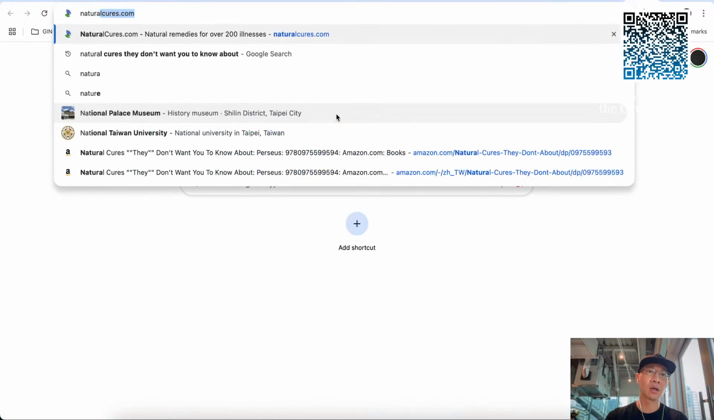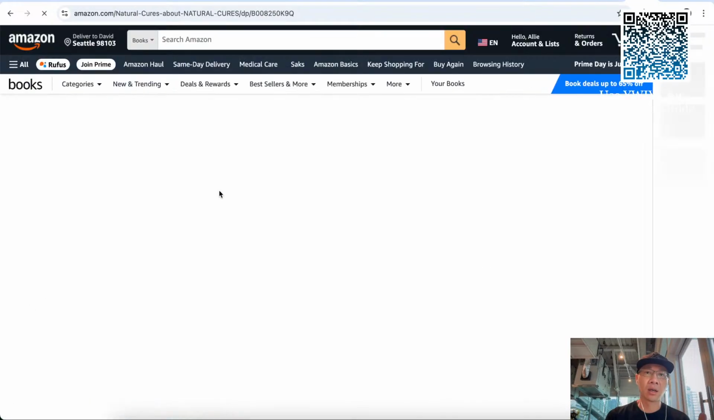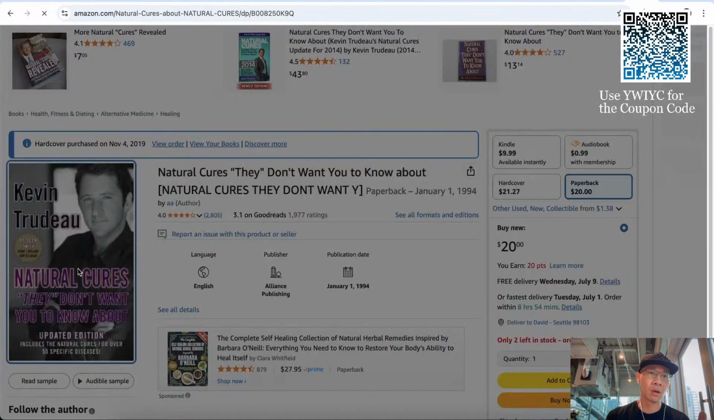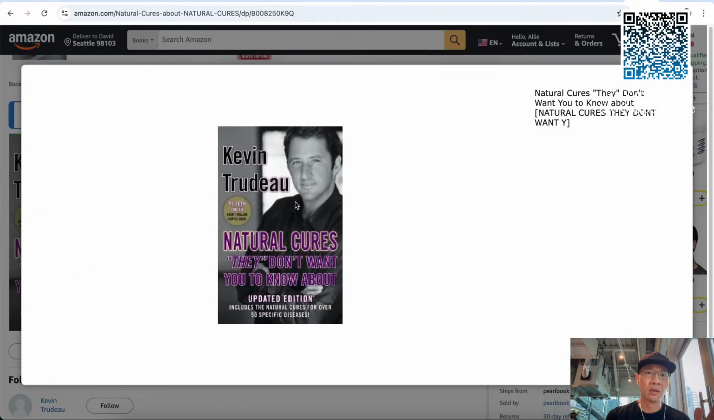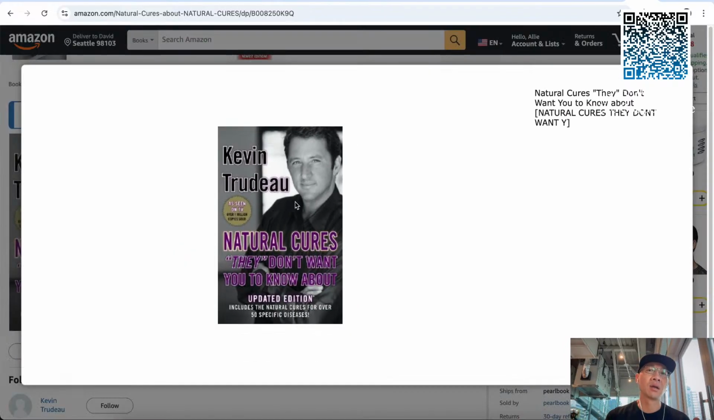Just a quick look at Kevin. This was the first book that I read by Kevin Trudeau: Natural Cures They Don't Want You to Know About. If you want to learn about holistic ways to recover your health, naturopathic ways, and there are going to be a lot of things you may feel uncomfortable with, this is the book to read. I highly recommend you guys go read this book. He was on the New York bestseller list for over 20 weeks with this one book.